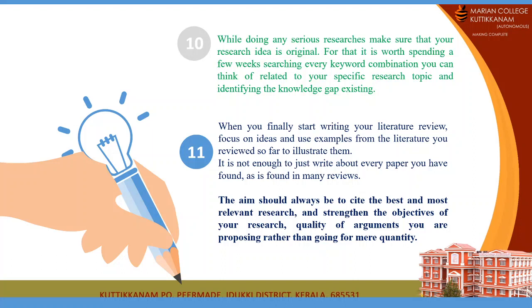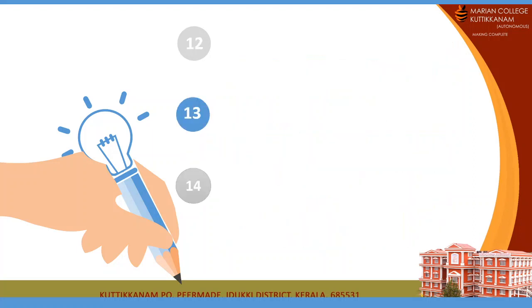The aim should always be to cite the best and most relevant research and strengthen the objectives of your research and the quality of arguments you are proposing, rather than mere quantity. So it is not like you are reviewing 50 articles or 100 articles, but you have to review the most relevant articles that fit into your study.